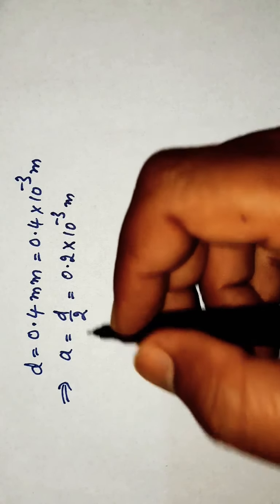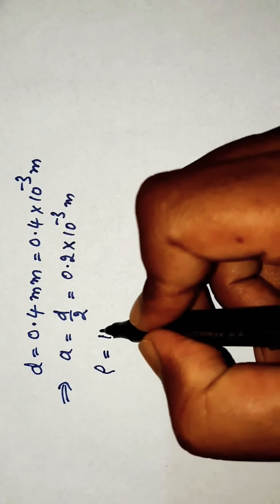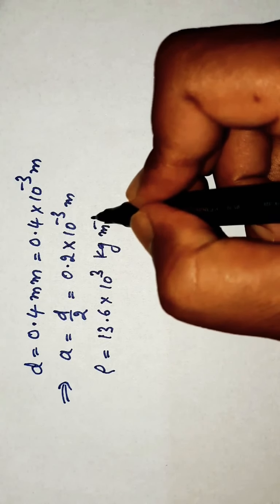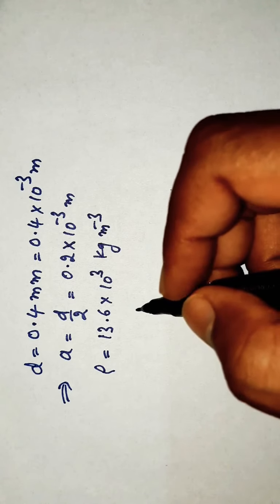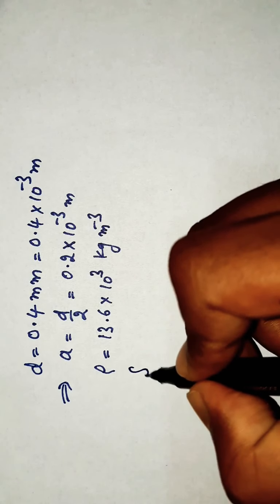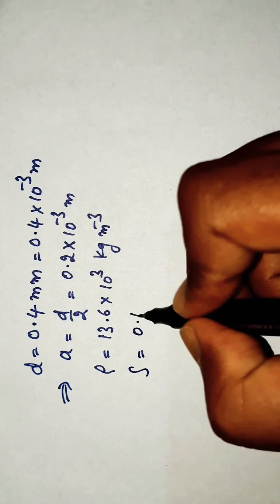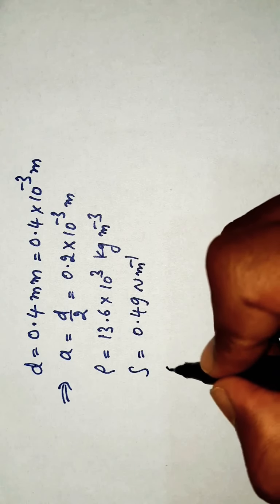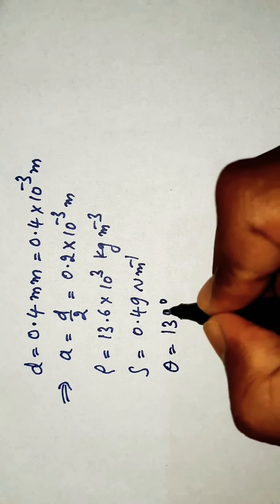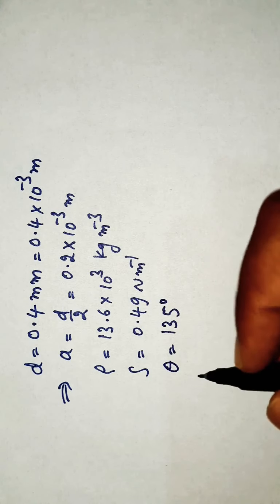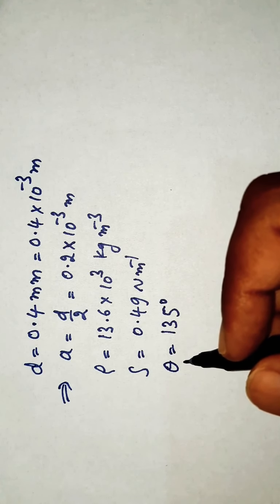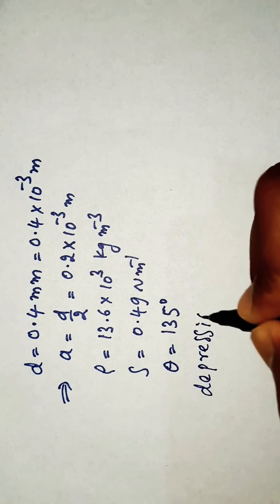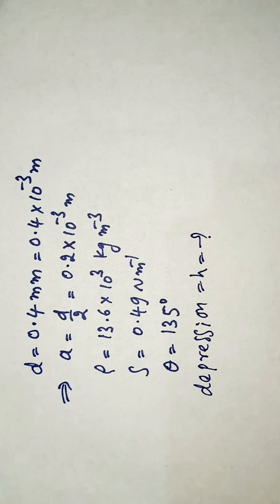Density of mercury is given. So here rho is equal to 13.6 into 10 to the power 3 kg per meter cube, and surface tension of mercury is given. s is equal to 0.49 Newton per meter and angle of contact is given. Theta is equal to 135 degrees. So here we have to find the depression of the meniscus.